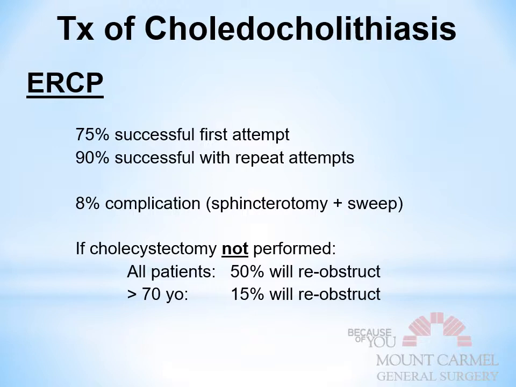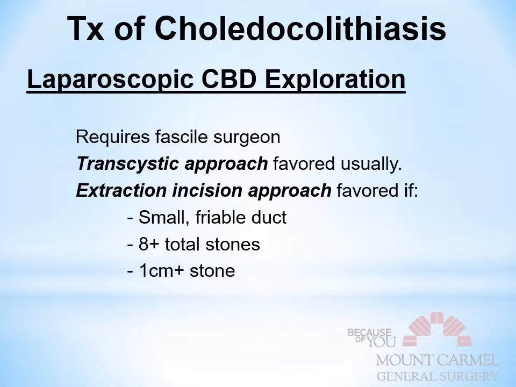If cholecystectomy, however, is not performed after an ERCP, so a patient goes to ERCP and does not come back for follow-up, among all patients, 50% will reobstruct, but among those over 70, 15% will reobstruct. So it's interesting that old people really do not reobstruct nearly as much as younger people do. It's a little bit of an inverse of what you would expect, largely due to the higher caliber common bile duct.